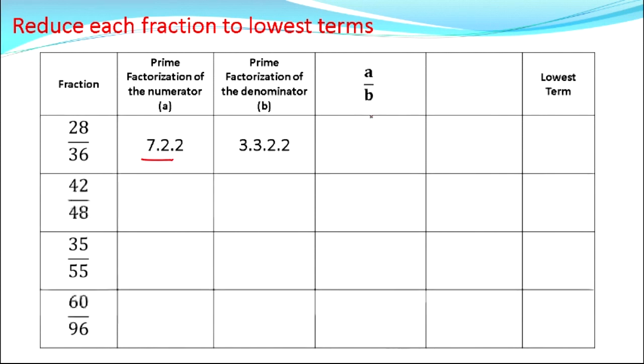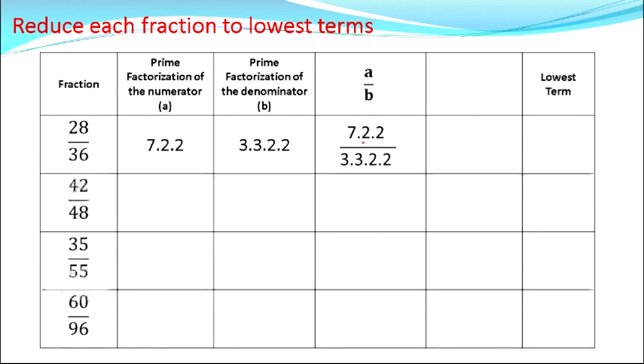Ilalagay natin siya dito, yung value ng A dito. Ito yung A. Ito naman yung B, papalitan natin yan. So, ganito ang itsura niyan. Ito na yung 7 times 2 times 2. Ito naman yung 3 times 3 times 2 times 2. Okay, parang ganyan. Ngayon, next step dito, para makuha natin yung lowest term, kailangan ma-identify natin kung ano yung magkamukha sa numerator at saka sa denominator.